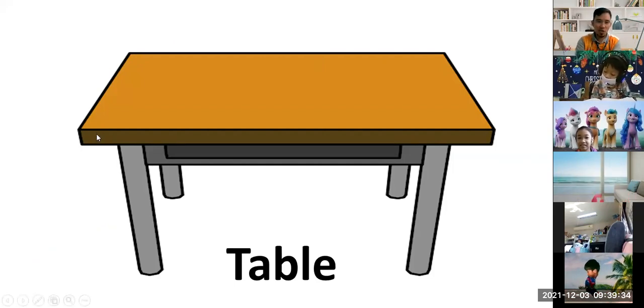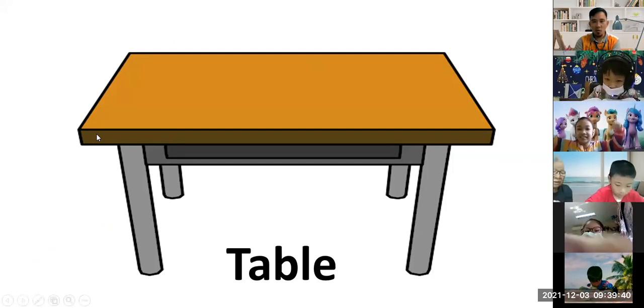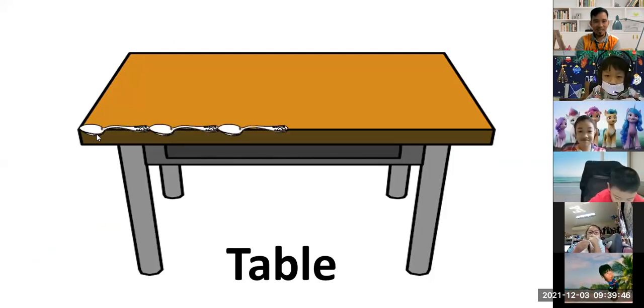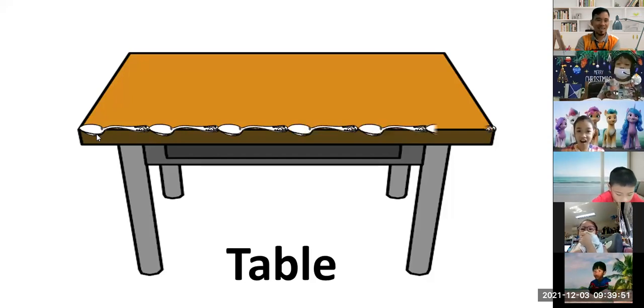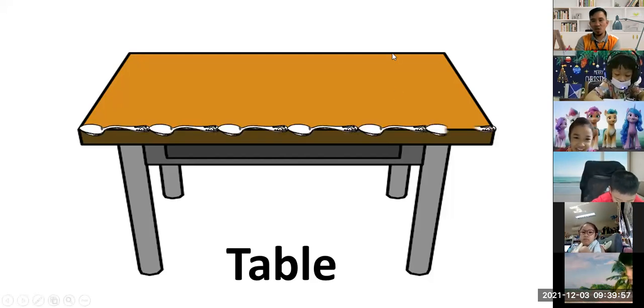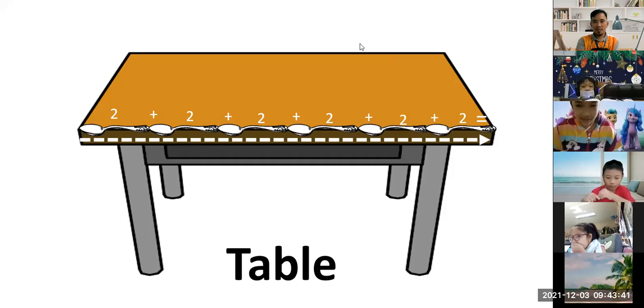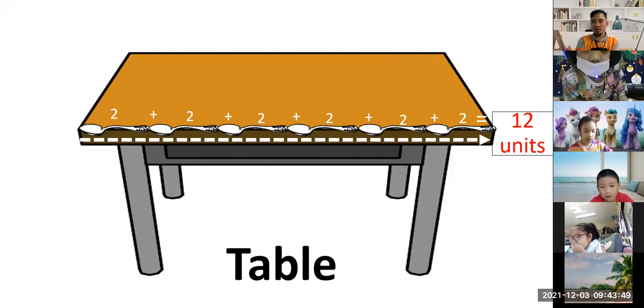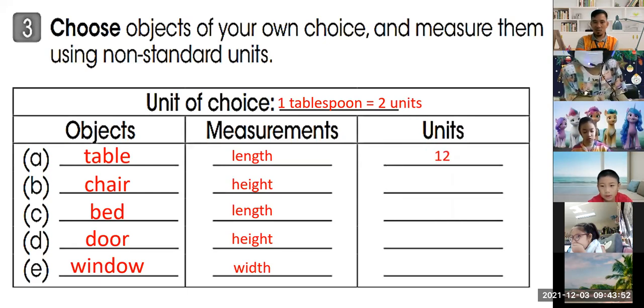Now teacher Gwapo will measure his table first. So I will do like this: 1, 2, 3, 4, 5, 6. 6 tablespoons. Okay. How about Satang? Go, Satang. Measure your table there in your house. Okay. Now teacher Gwapo here, I have 12 units. The length of my table is equal to 12 units. Now here I will write number 12 units, right?